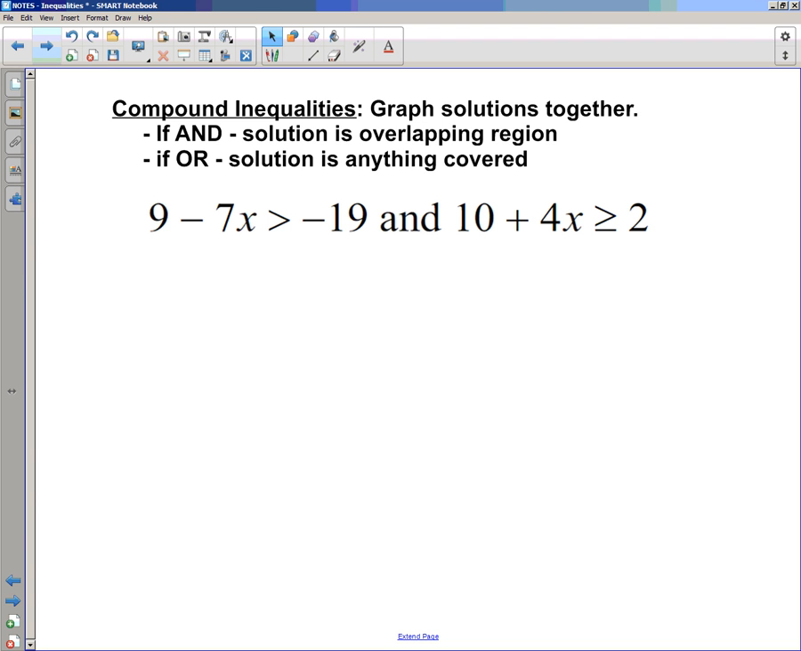Now, if it's and, both have to be true at the same time, meaning you're going to need to find values where those two graphs overlap, where both things are true at the same time. If it's or, we're looking for anything that's included by either one of them.